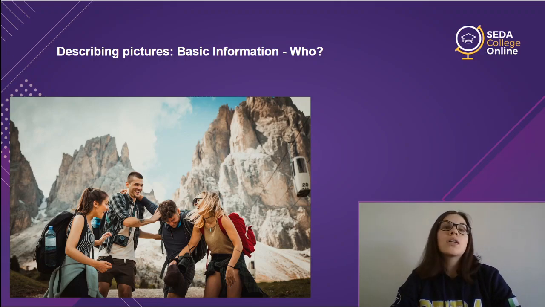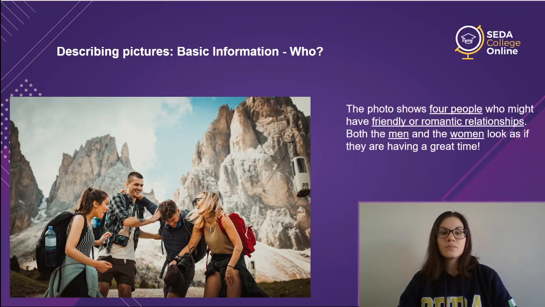And let's see one example of what we could have written. So you could say the photo shows four people who might have friendly or romantic relationships. Okay, so maybe they're all friends, maybe they're two couples. Okay, so you can have an or here, okay? They might have friendly or romantic relationships. And then you can make it more specific. Both the men and the women look as if they're having a great time.